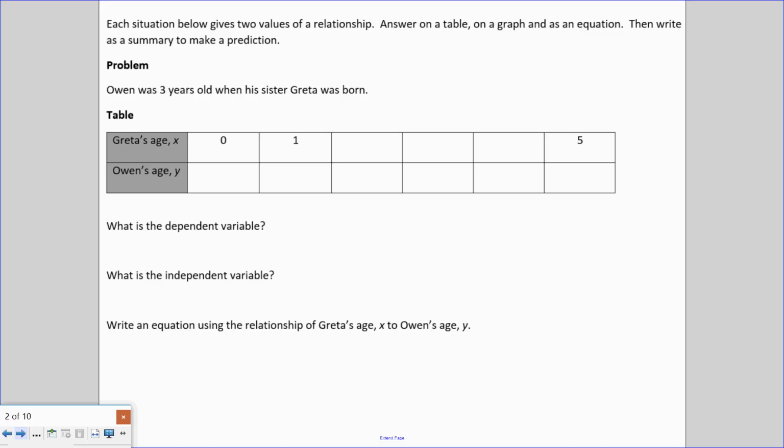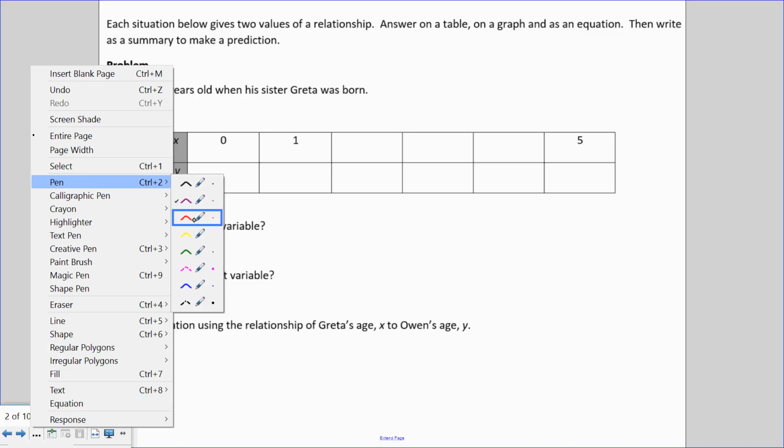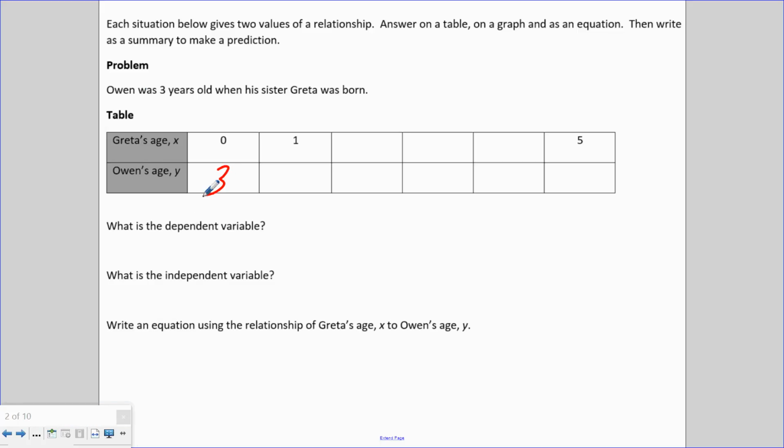Owen was 3 years old when his sister Greta was born. So when Greta was born, at 0, he is 3 years old. When Greta is 1 year old, that means he's 3 years older, so he's 4 years old. When Greta is 2, Owen must be 5. When Greta is 3, Owen must be 6. When Greta is 4, he must be 7. When Greta is 5, he must be 8, because he is 3 years older than his sister, Greta.